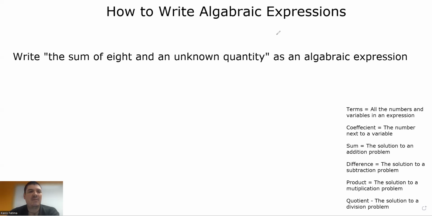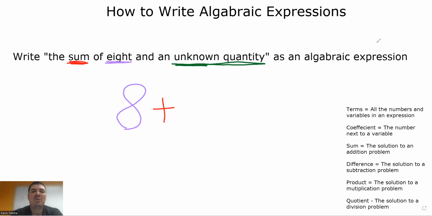Looking at our first example, it says write the sum of 8 and an unknown quantity as an algebraic expression. So looking, we know that since it's a sum, we have an addition problem. Now, looking at what we have, it's the sum of 8 and an unknown quantity. So we know that our problem is going to have an 8 plus an unknown quantity.